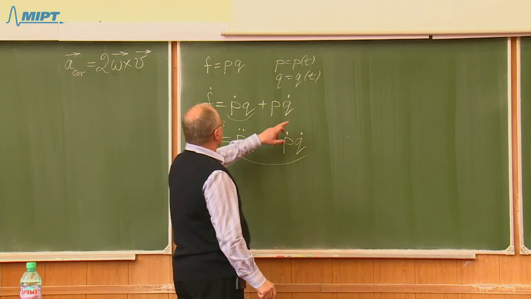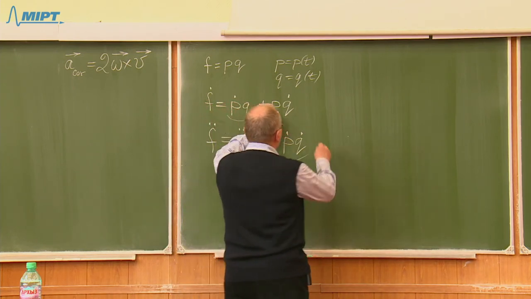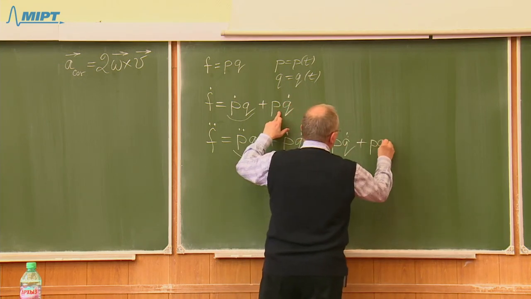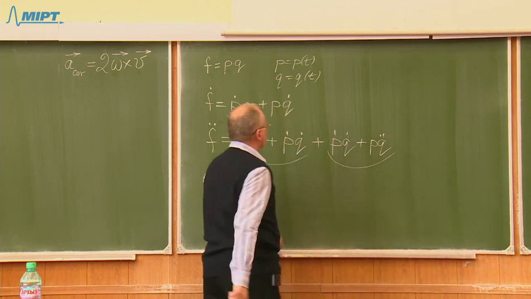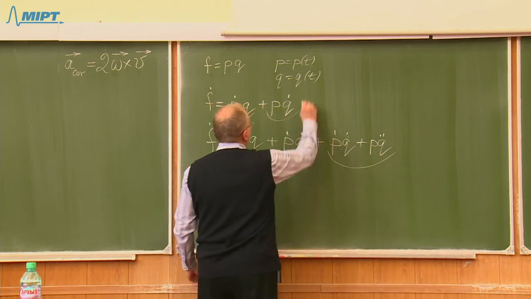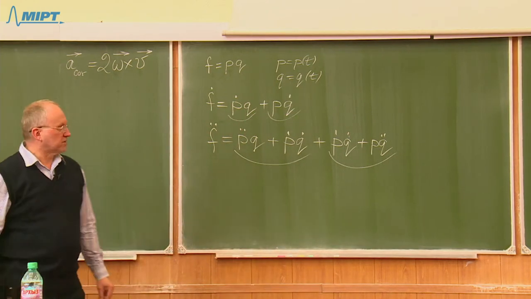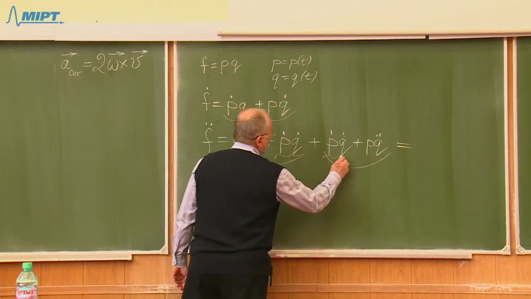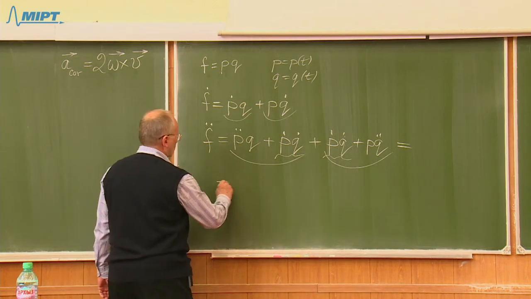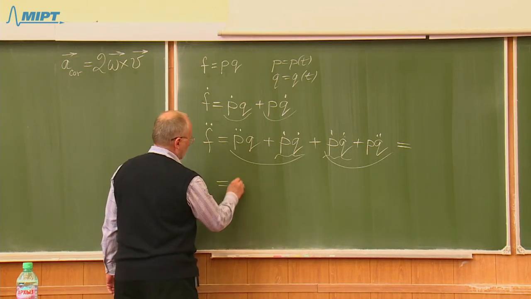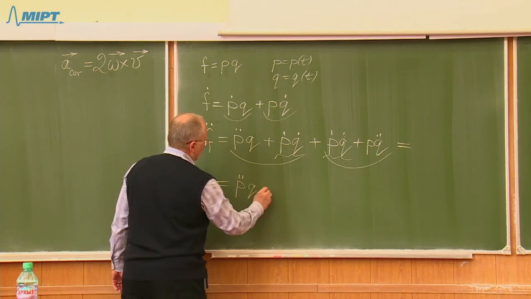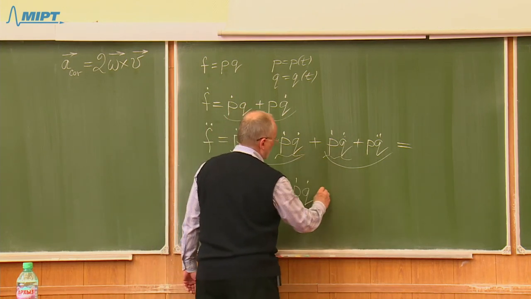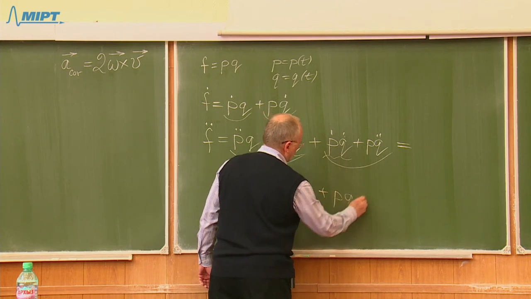And now we find the second derivative of the second term. That will be p dot q dot plus p q with two dots. That is the derivative of the second term, according to mathematical rules. Note that these two terms are identical, so that all this mathematical expression will be equal to p with two dots times q plus 2 p dot q dot plus p q with two dots.